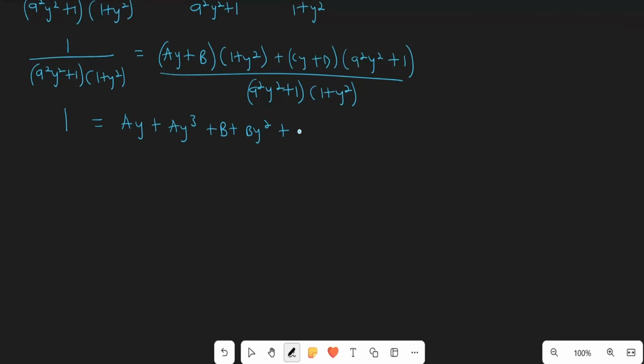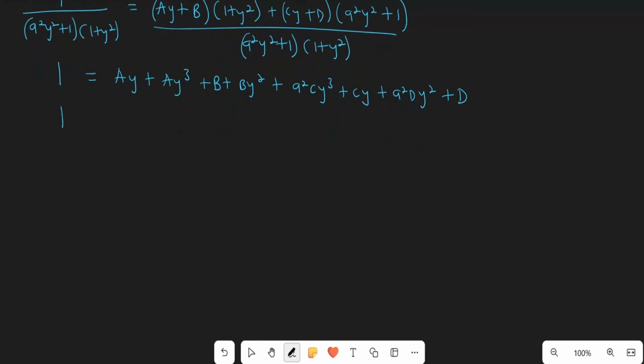Now the second one is going to be a squared c times y to the third plus cy plus a squared d times y squared plus d. So this is what we have after the expansion. And now let's gather like terms. We have a plus a squared c, and all this one is multiplied by y to the third.